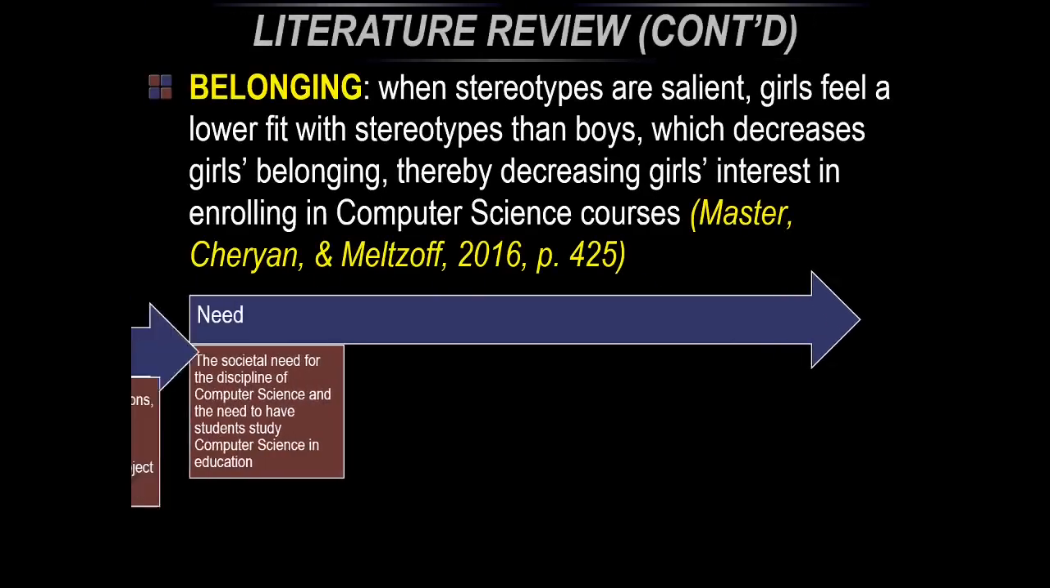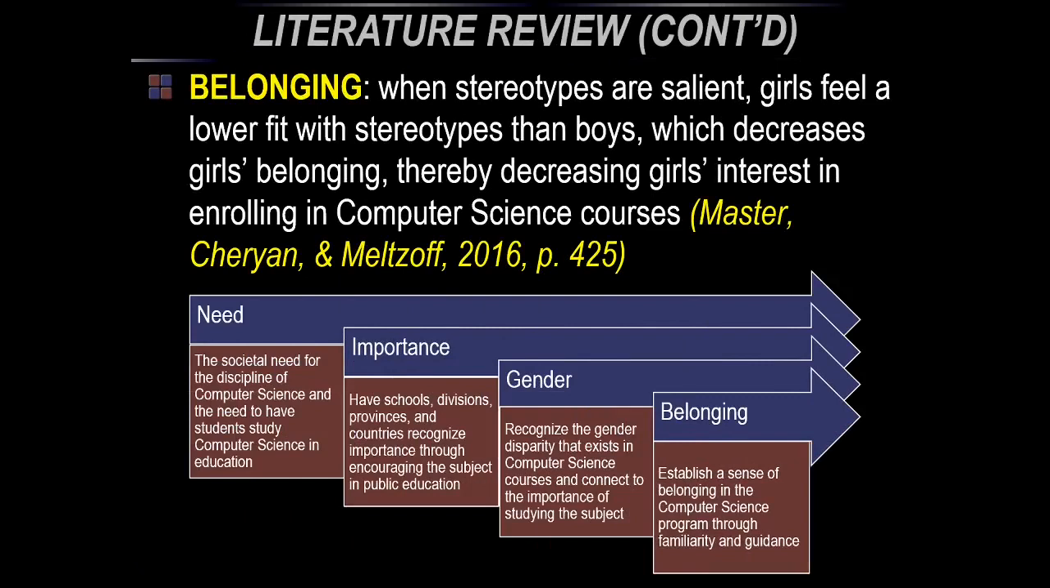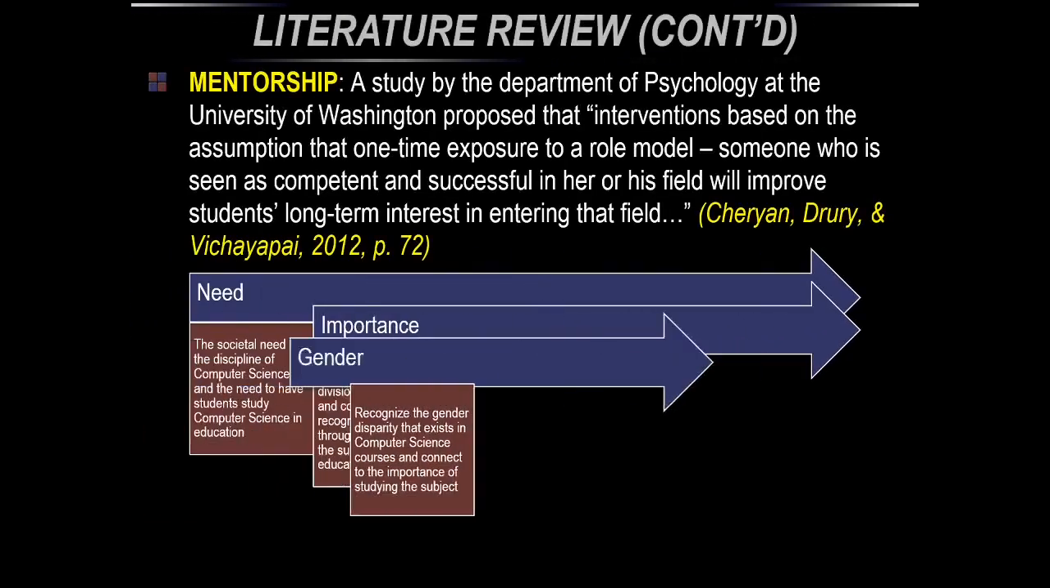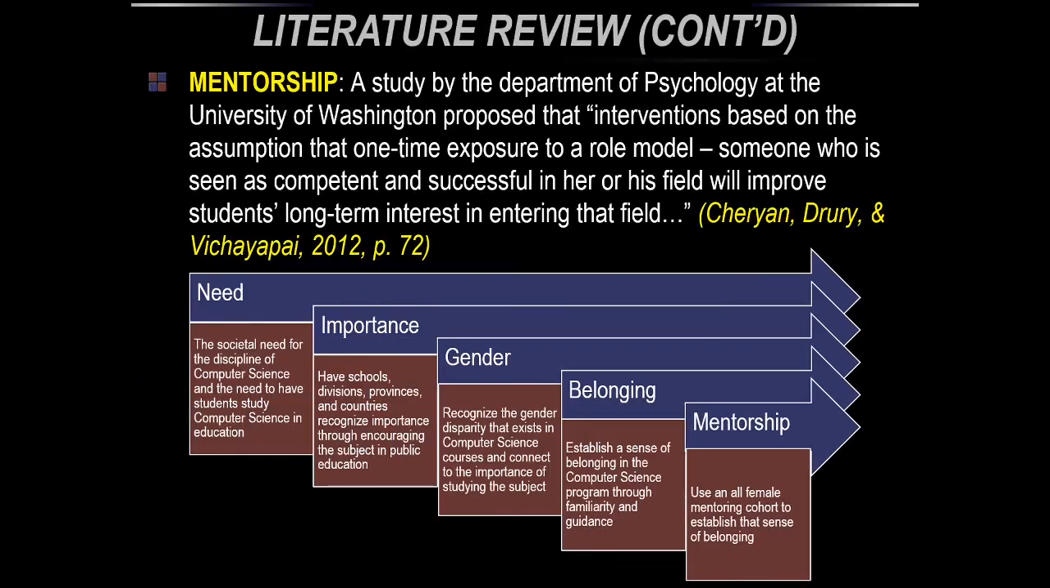Then moving from gender to belonging, in addressing that gender disparity, my citation shows that when we increase girls' interest in enrolling in computer science, we can also look at their sense of belonging in that program. And then from there, I've moved my chain of research ideas to the idea of mentorship, which you can see again in my citation there. This idea of an all-female cohort could establish that sense of belonging, which could address the concept of gender, leading again to how important this is and the need overall in the education industry.